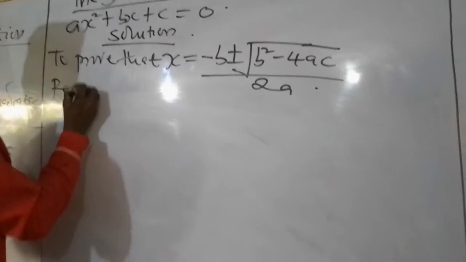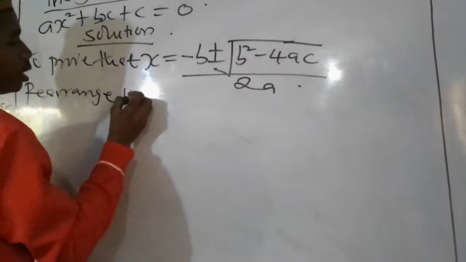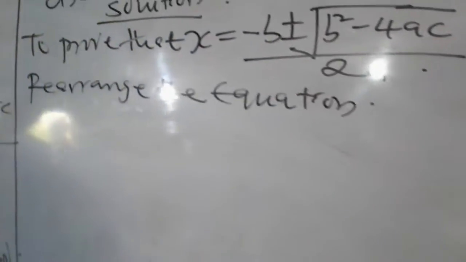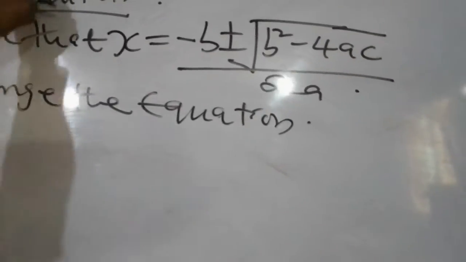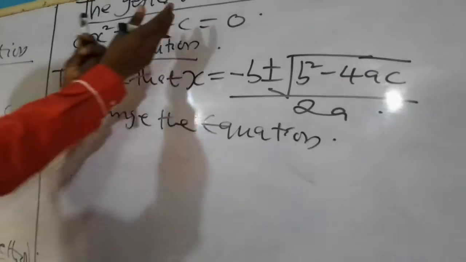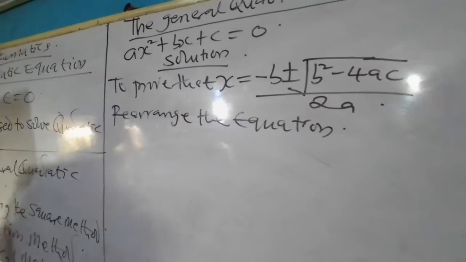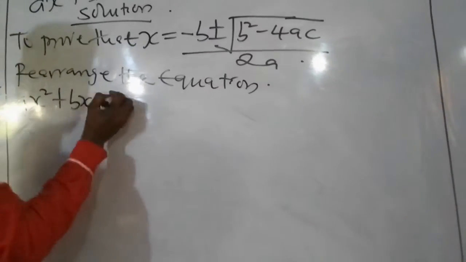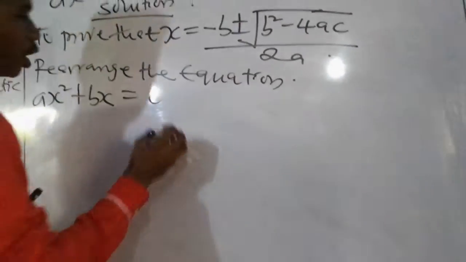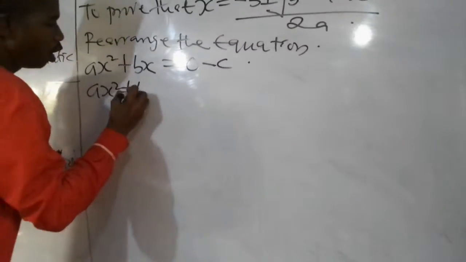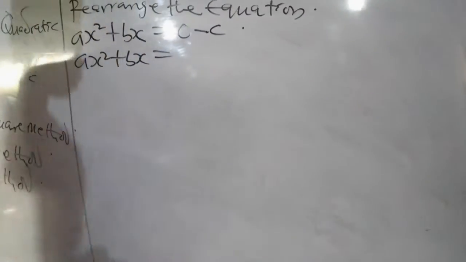The first thing we need to do is to rearrange the equation. ax squared and bx have something in common, which is x, isn't it? c is a constant value. We have ax squared plus bx is equal to 0. If c goes to the other side, it will be minus c. We now have ax squared plus bx is equal to 0 minus c, that is, minus c.